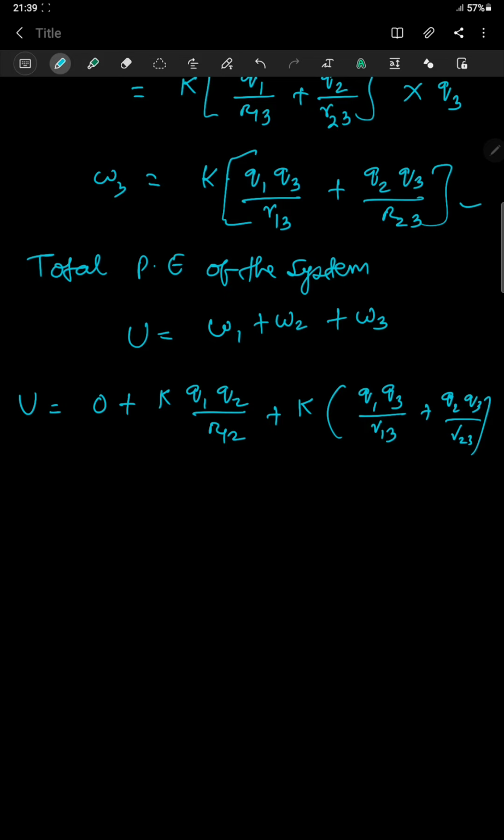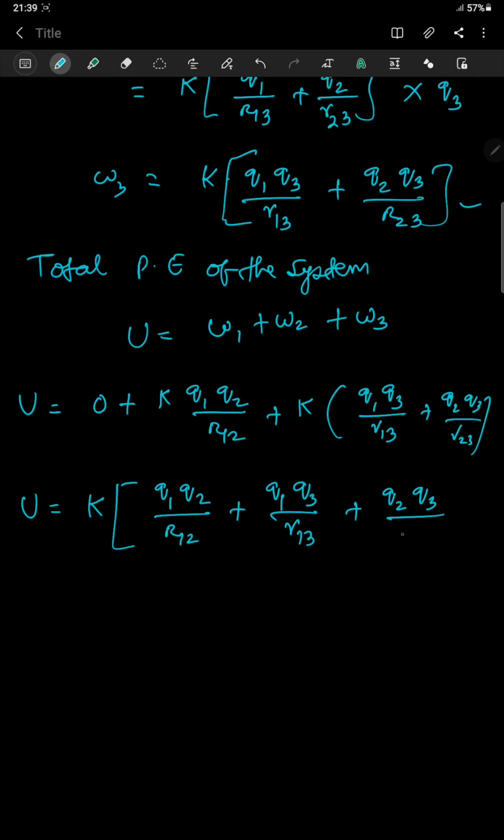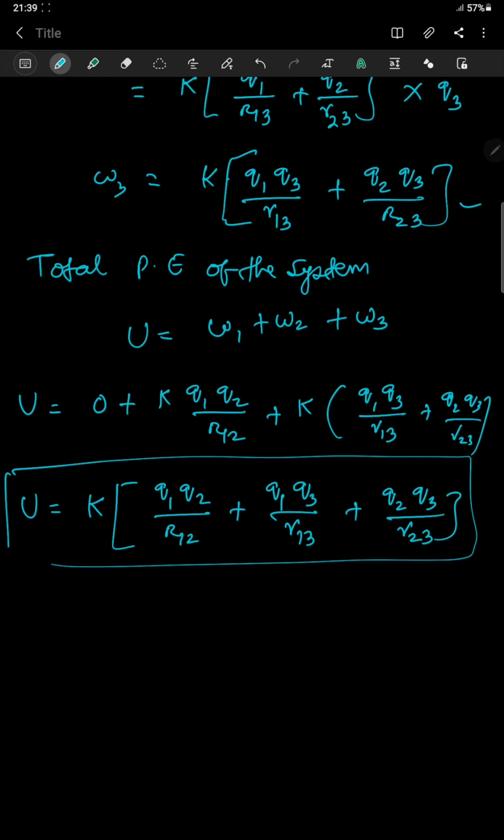So finally, if I write it in a proper manner, U will be equal to K within bracket Q1 Q2 divided by R12 plus Q1 Q3 divided by R13 plus Q2 Q3 divided by R23. So this is the potential energy. Okay, is it clear?